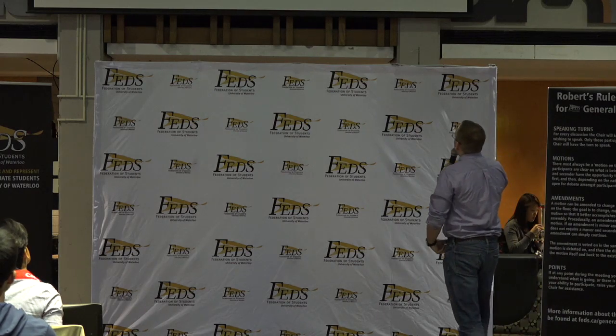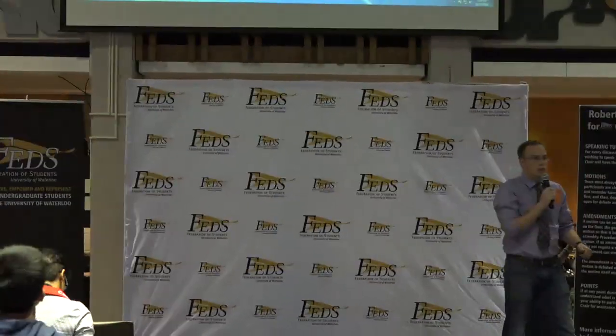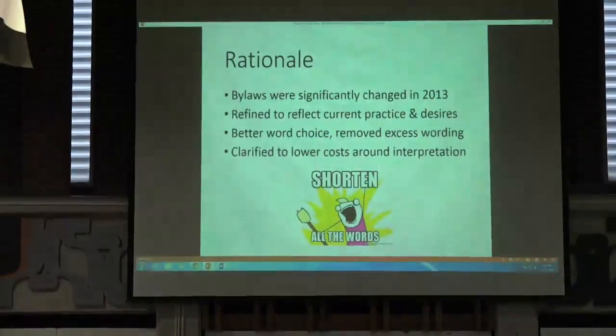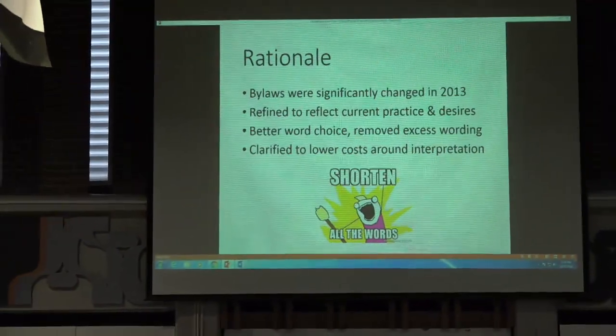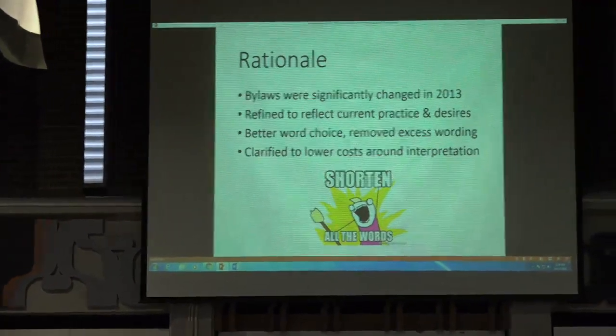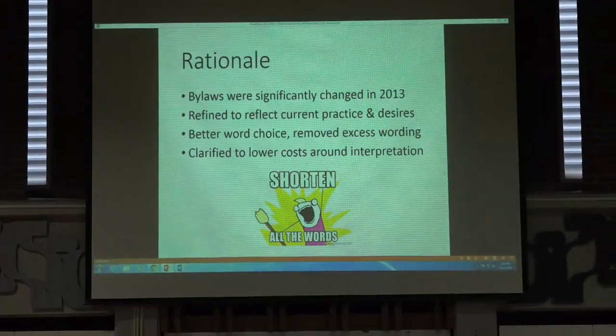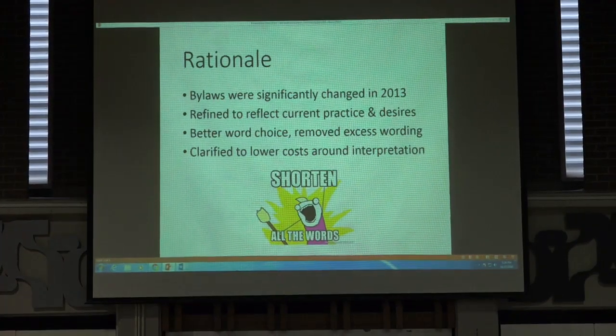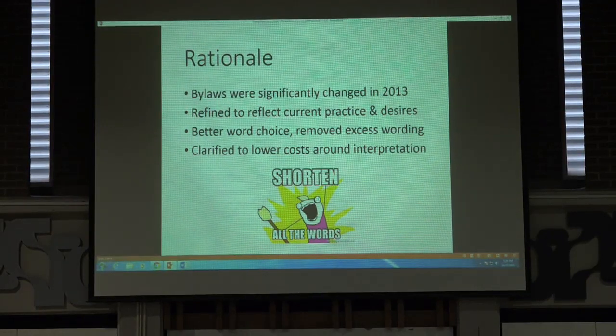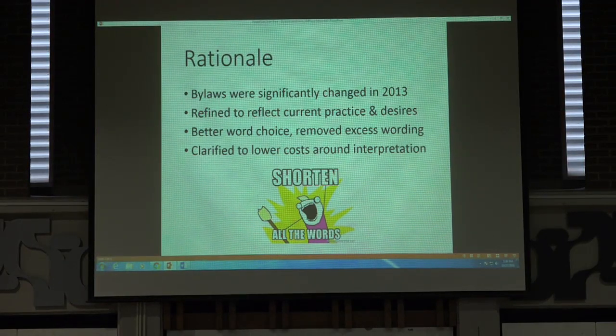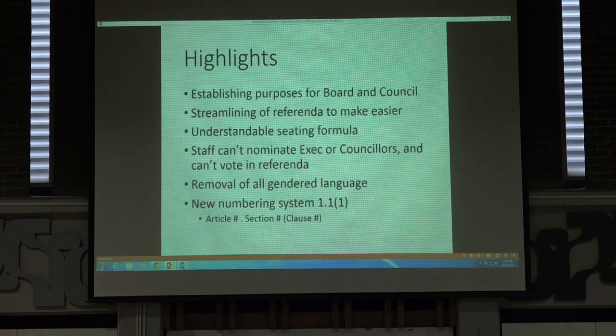So can we go to the next slide here? So essentially the rationale, bylaws were significantly changed in 2013. So essentially we just wanted to clean them up, make sure that they were operating the way they were supposed to, and also reflect current practice. And as you can see, we shortened all the words to try and lower our costs around interpretation. Our current bylaws sometimes would result in some sticky situations, and so we tried to eliminate most of those by rewording them. So just some highlights, if we can go to the next slide.